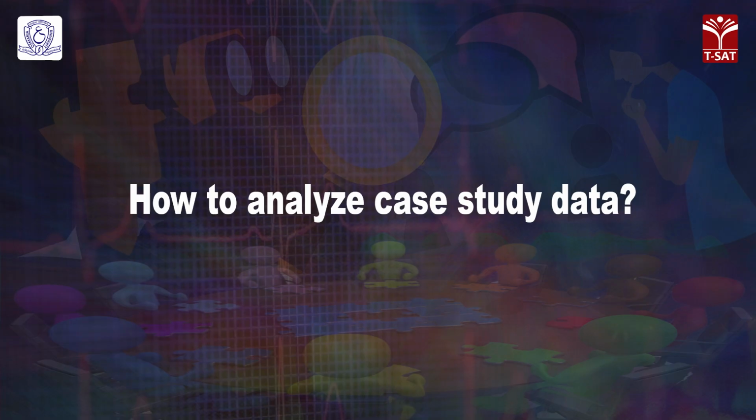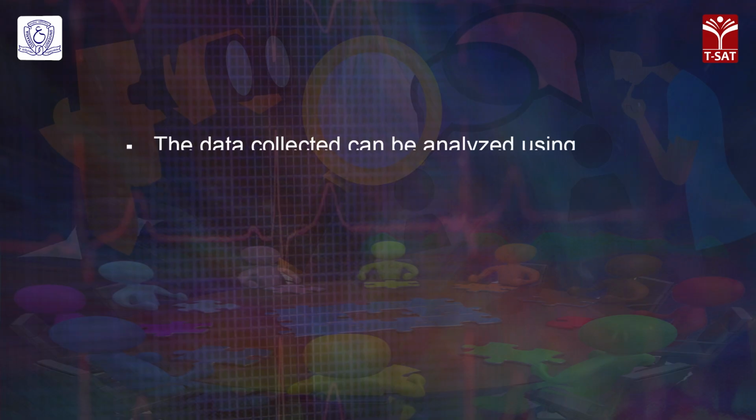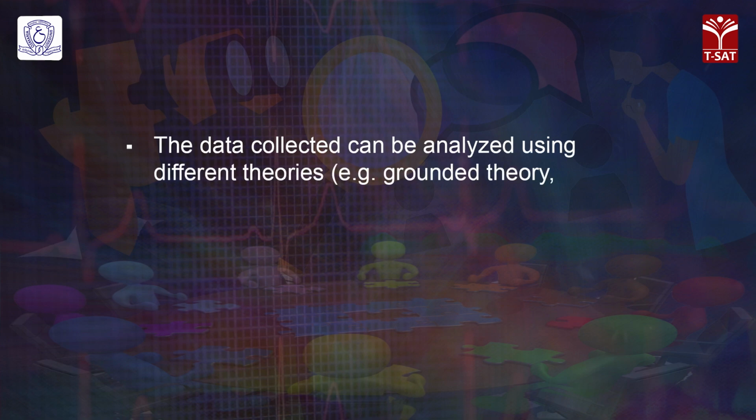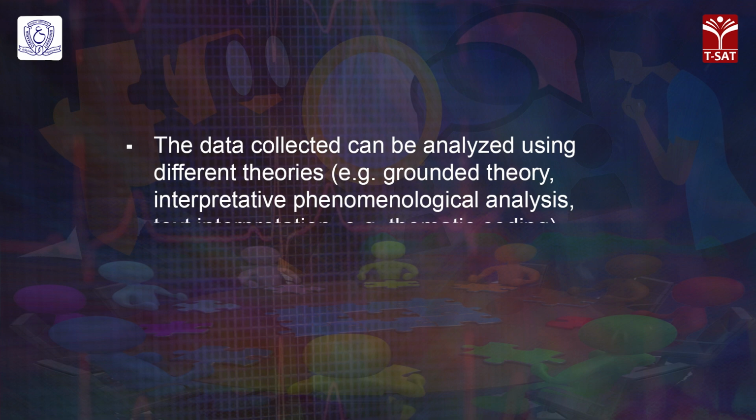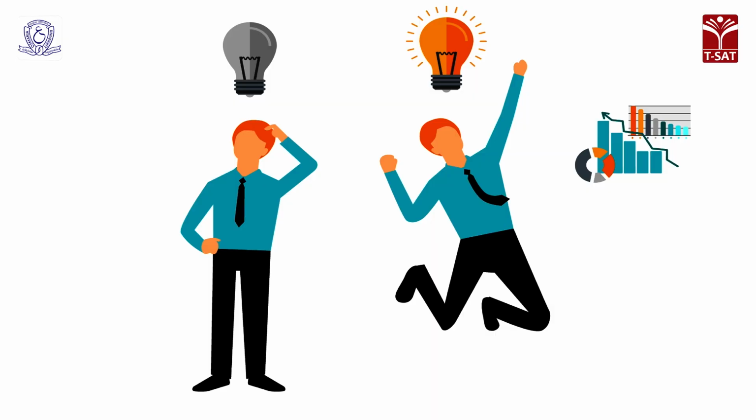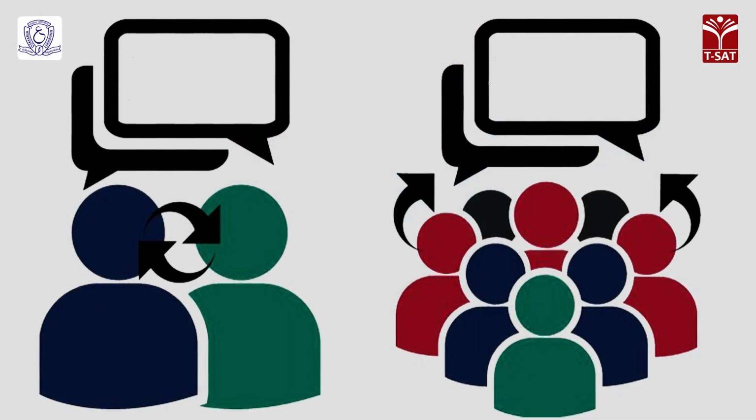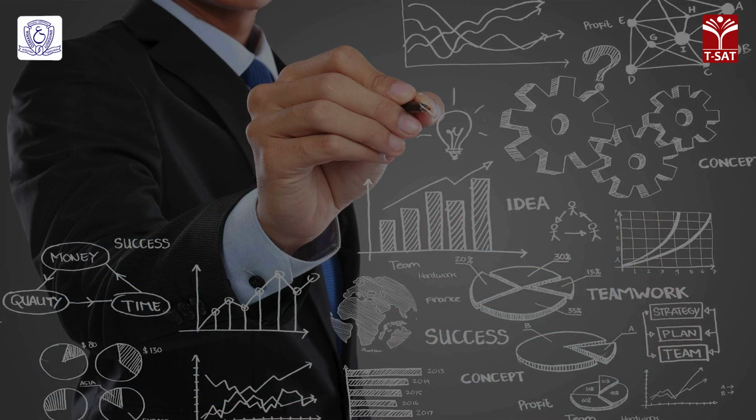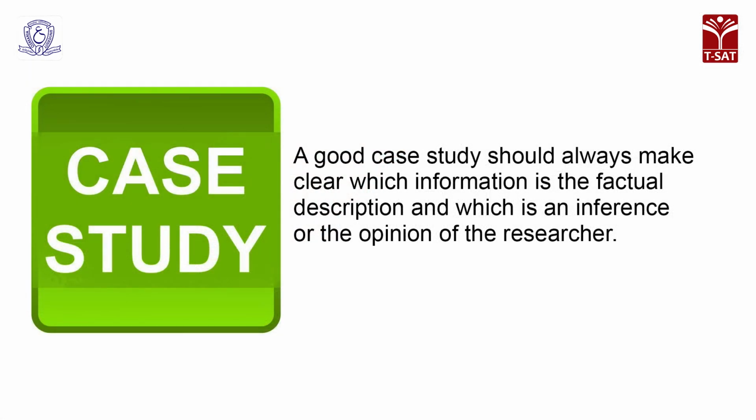Now, how to analyze case study data? The data collected can be analyzed using different approaches. Example, grounded theory, interpretative phenomenological analysis, text interpretation. Example, thematic coding. All the approaches mentioned here use preconceived categories in the analysis and they are idiographic in their approach. That is, they focus on the individual cases without reference to a comparison group. Interpreting the information means the researcher decides what to include or leave out. A good case study should always make clear which information is the factual description and which is an inference or the opinion of the researcher.